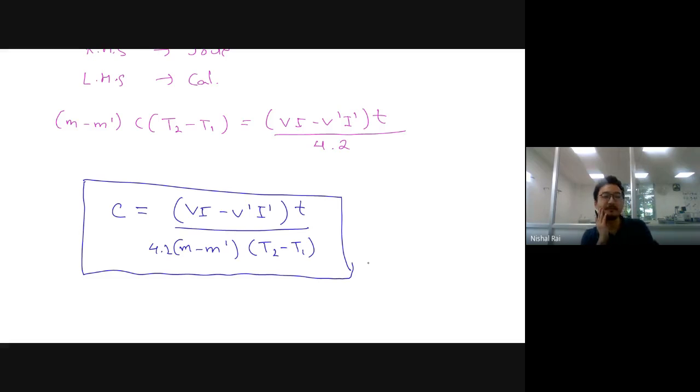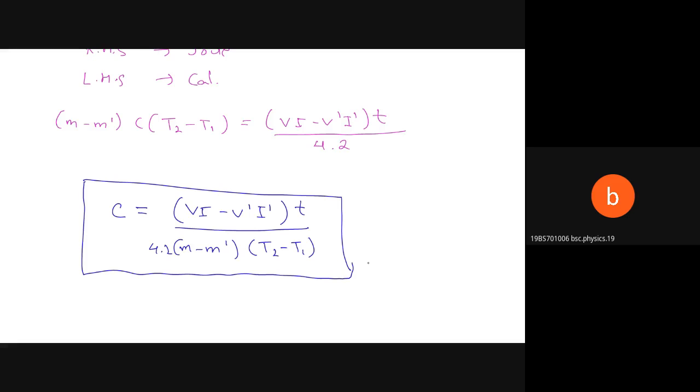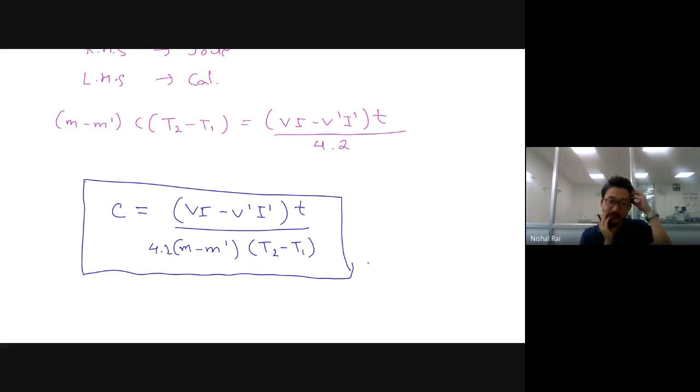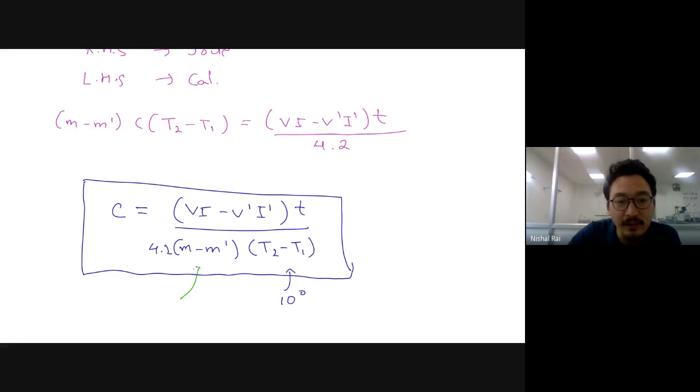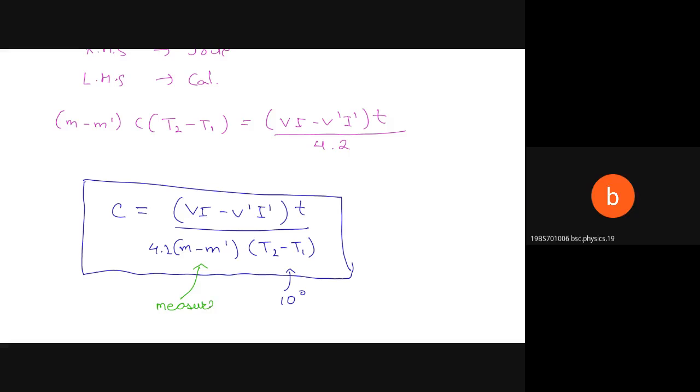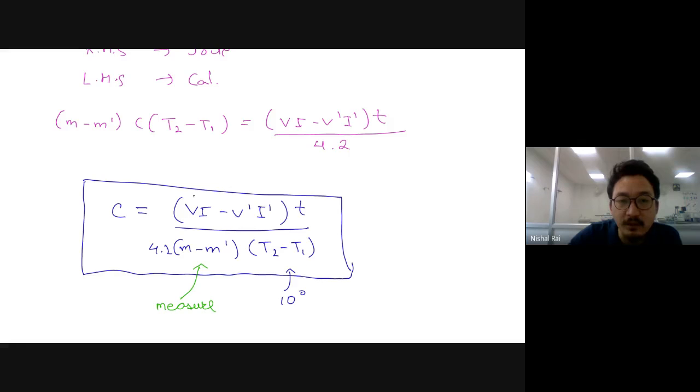Everyone understood this experiment? Now it's very interesting because T2 minus T1 is the parameter, which is 10 degrees Celsius. The difference in mass you can measure, and this voltage and current also you can measure, and you can set a certain time. By simply doing this, you can find the specific heat of a given liquid.